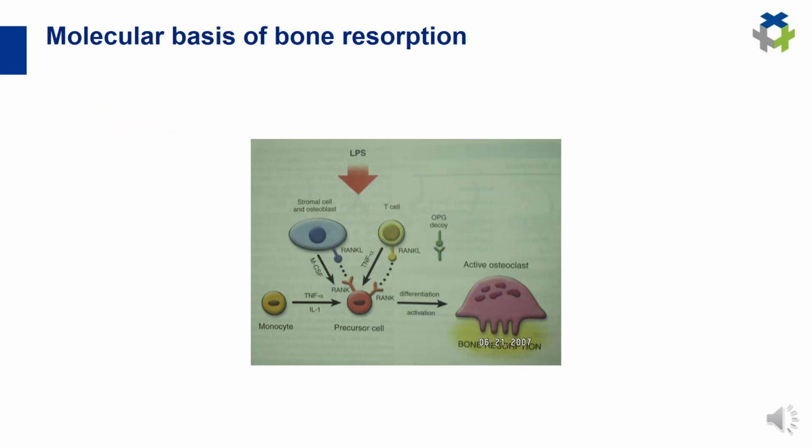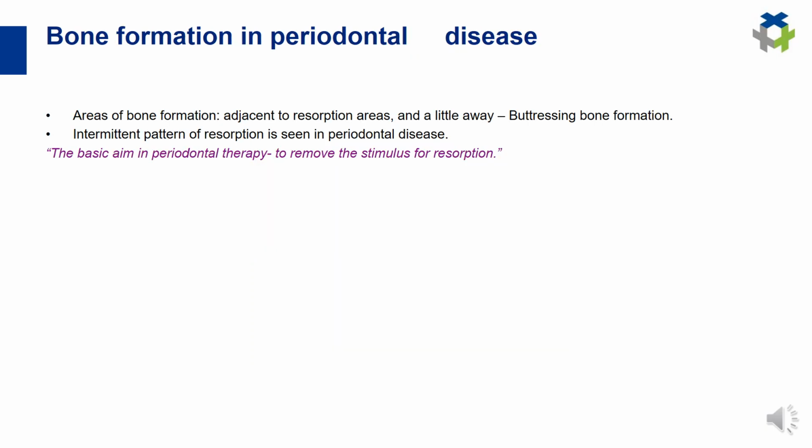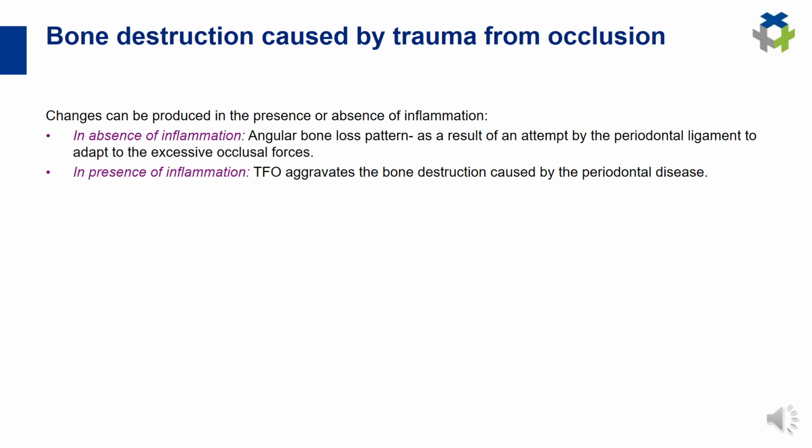This is the mechanism of bone destruction that takes place. Whenever a bacterial toxin enters the body, the monocyte produces pro-inflammatory cytokines that act on the precursor cell, which gets activated and differentiated. RANK and RANKL are activated, resulting in bone resorption. Bone formation: the areas of bone formation are present adjacent to the areas of bone resorption, and this is called buttressing bone formation.